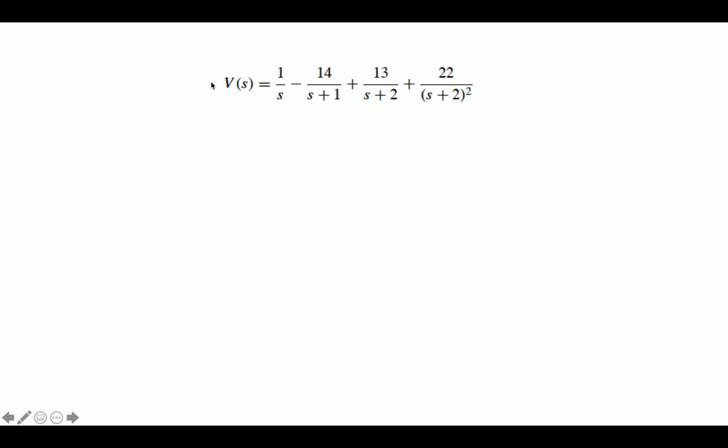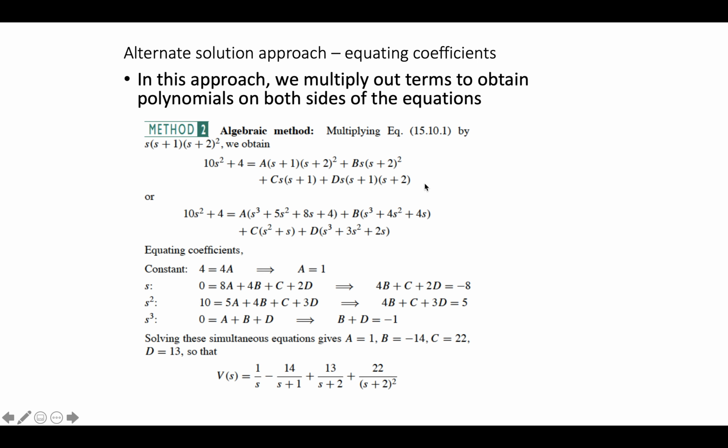So here is that expression rewritten, and notice I just flipped my s plus 2 and (s plus 2) squared, the order in which those were written, but the coefficients in the numerator are correct. Okay, well there's an alternative to this, and it's referred to as the method of equating coefficients, or the algebraic method. In this case, we take our partial fraction expansion and we multiply out all the terms and eliminate the denominator because it's the same on both sides.